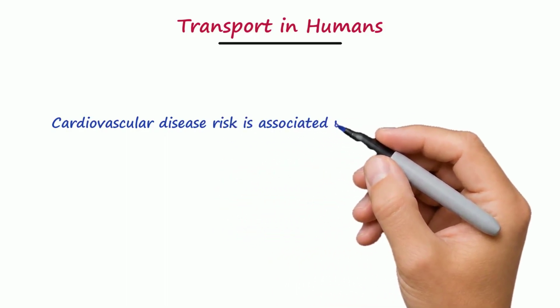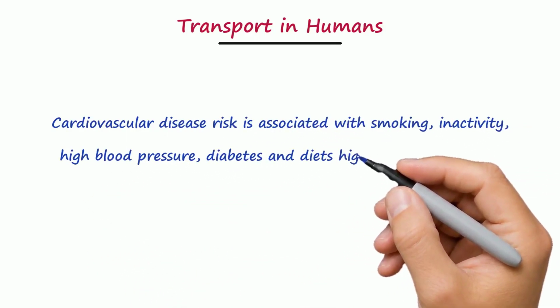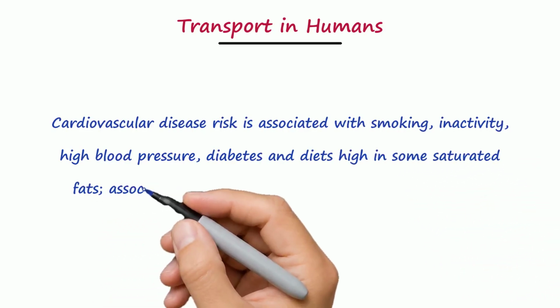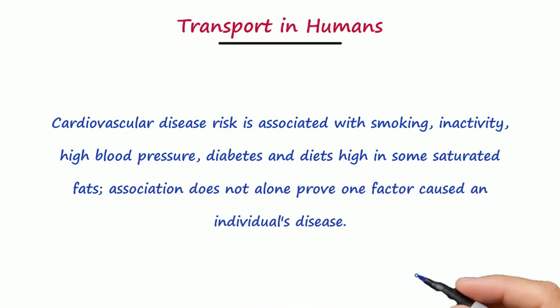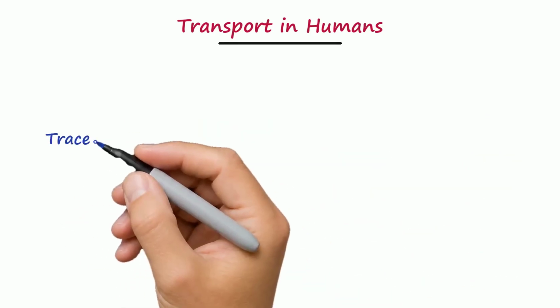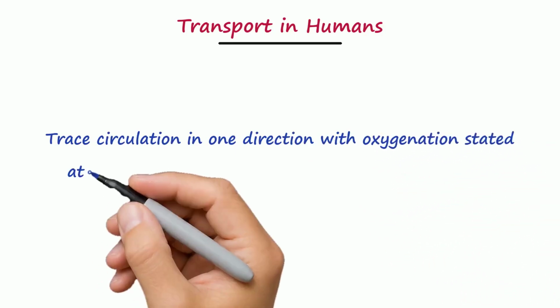Cardiovascular disease risk is associated with smoking, inactivity, high blood pressure, diabetes, and diets high in some saturated fats. Association does not alone prove one factor caused an individual's disease. Trace circulation in one direction with oxygenation stated at lungs and tissues.